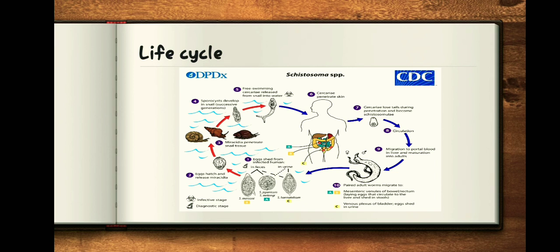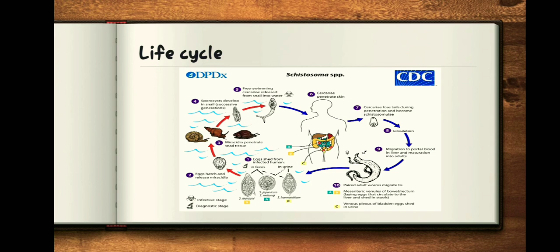So miracidia are the larval stage of the Schistosoma japonicum, and they would then swim freely in the fresh water and penetrate the snail, or what we commonly call kuhol, that are in the water where the stool was expelled.